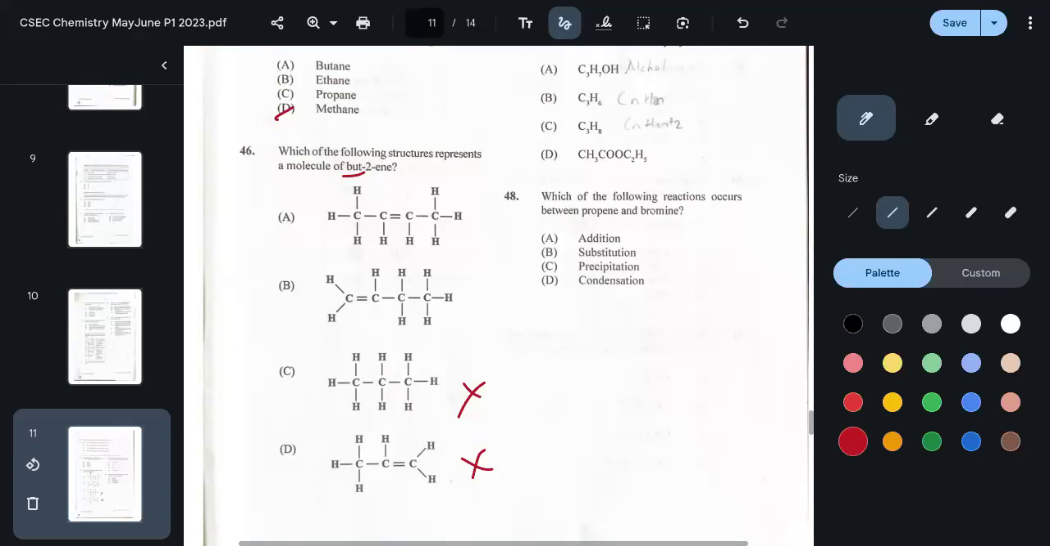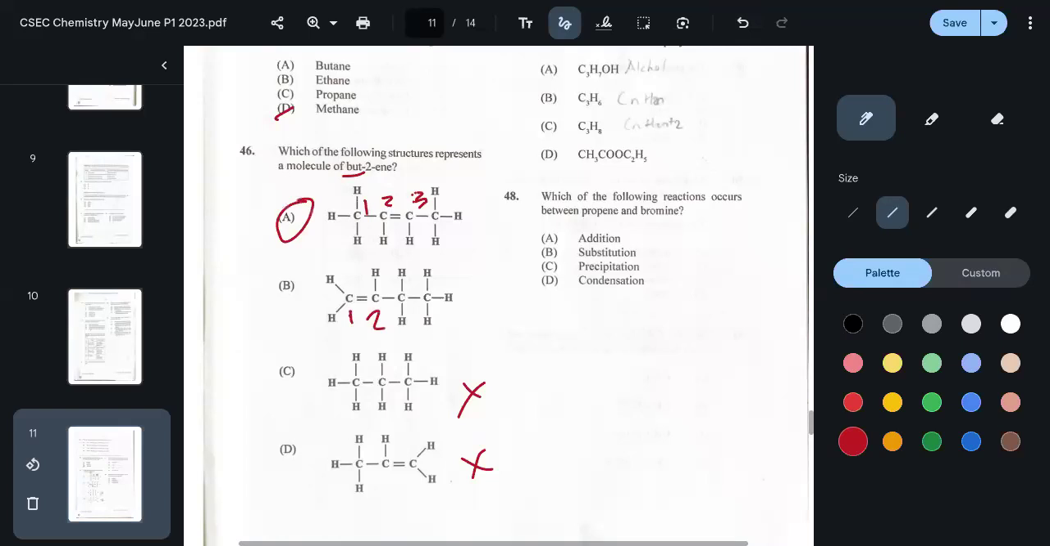Right, so it couldn't be C or D because it's three carbons and it says but-, which is four carbons. So it's between A and B. Now remember, this is carbons one, two, and three. So it's between carbons two and three. So it is 2-butene. This would be between one and two, which would make it 1-butene. All right, so the answer is A.